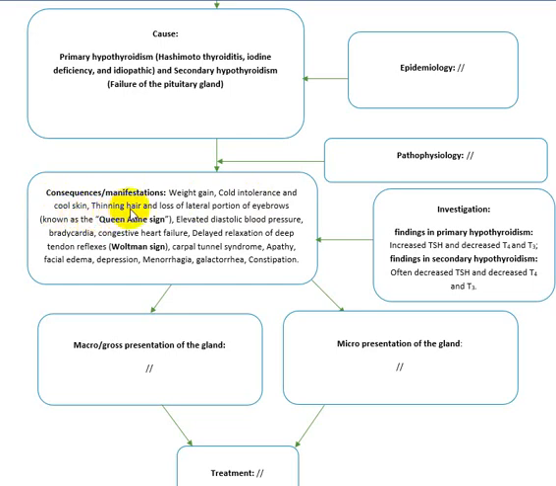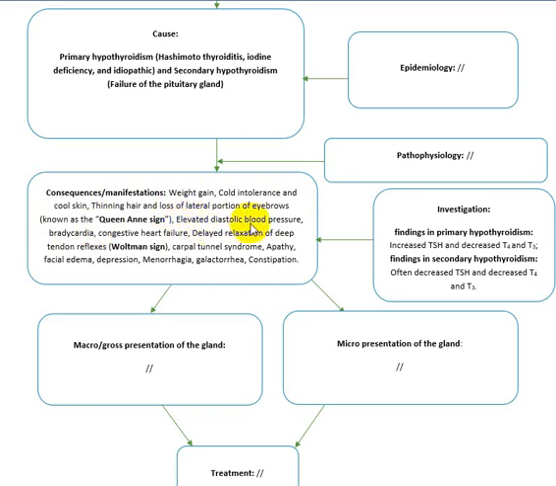In this case you have coarse hairs, while in the case of hyperthyroidism, you have fine hairs. You have loss of the lateral portion of the eyebrow. The eyebrows are lost laterally, known as the Queen Anne sign. The loss of the lateral portion of the eyebrow is the Queen Anne sign.